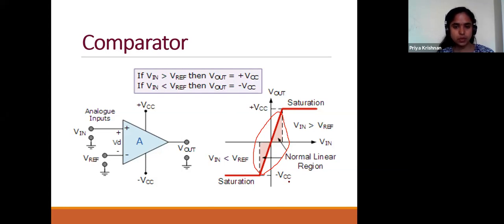So these are the non-linear applications of op-amp. I don't have any control on the op-amp; it just compares the two inputs. When the input is greater, it goes to the positive saturation. When it is less, it comes back to the negative saturation. So obviously it behaves similarly to a square wave generator.